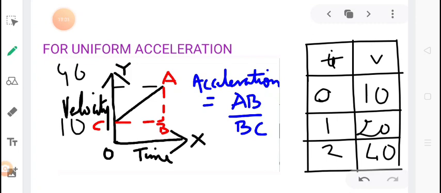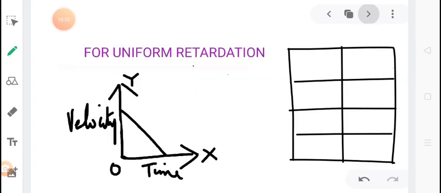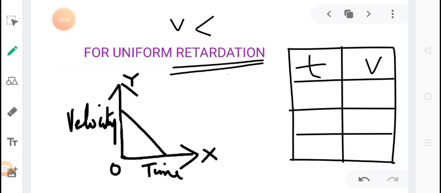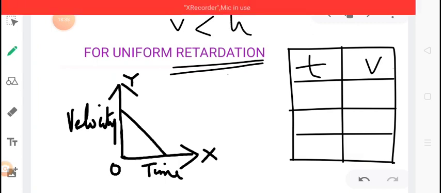And how much time has passed in between this? How much time has passed? 2 seconds. 2 seconds has passed, isn't it? So in 2 seconds the velocity of the object has changed from 10 to 40. So in this manner you can find out by calculating the slope what should be the acceleration. AB by BC will give you the value of acceleration. Now for uniform retardation, retardation means when the velocity is decreasing. This means when initial velocity is more than the final velocity.